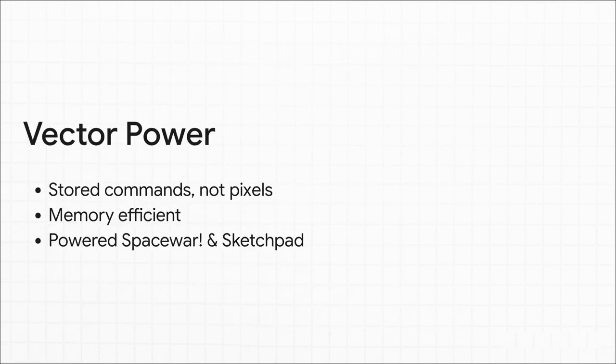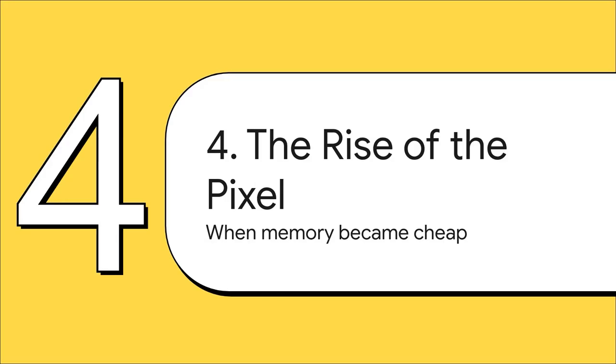And this memory-saving trick is what made some legendary programs possible. We're talking about the very first video game, Space War, from 1962. It used vector graphics to draw its little spaceships and stars. And the revolutionary Sketchpad program, the granddaddy of all modern CAD software, used vector commands to let engineers draw and move designs around in real time. Just incredible. So these hacks were brilliant, for sure, but they were still workarounds.